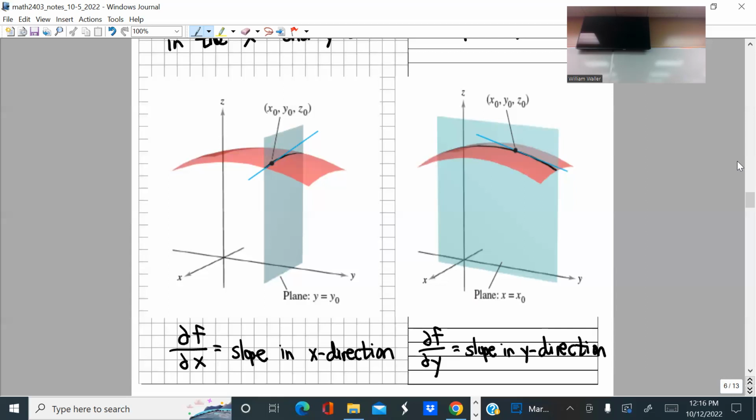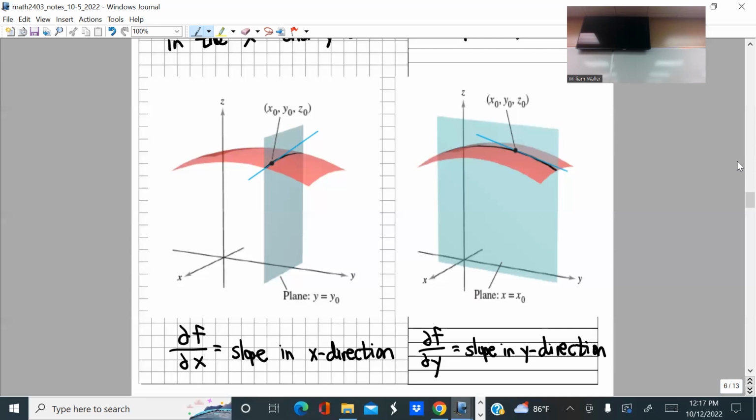Now, one thing to keep in mind: one question we cannot answer. We know the slope of the surface in the direction of the y-axis, and we know the slope of the surface in the direction of the x-axis. We can answer those questions with partials. What we don't know is the slope of the surface in other directions, directions that are not parallel to the x-axis and not parallel to the y-axis.